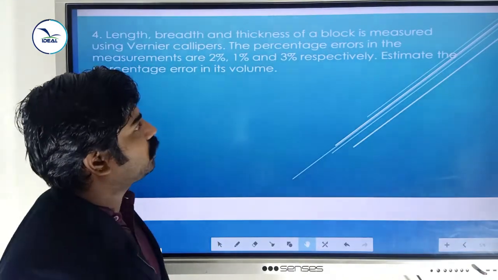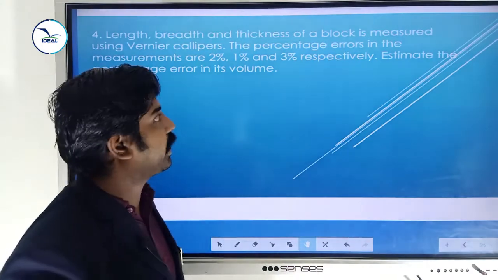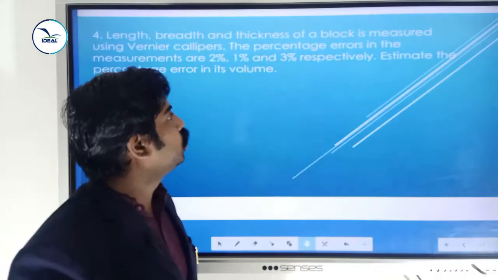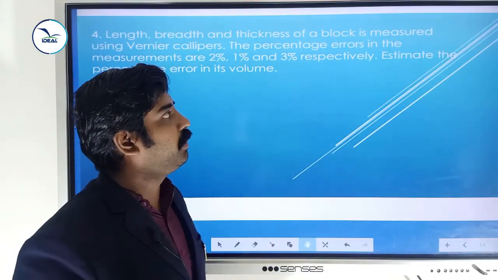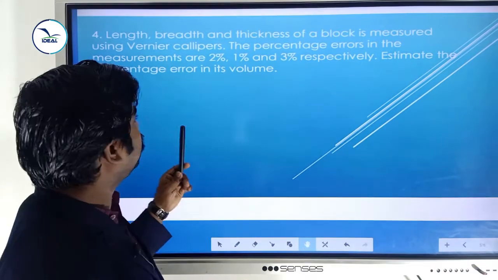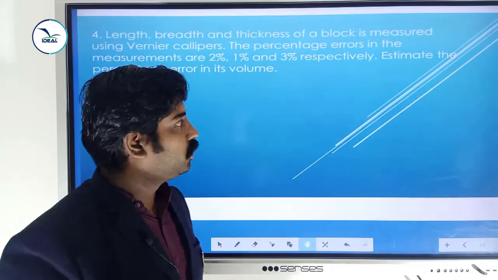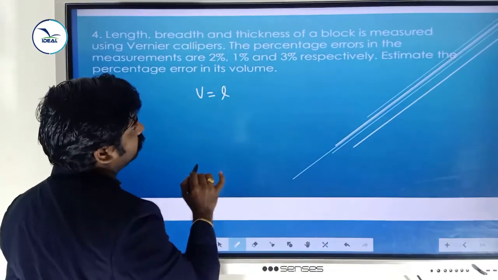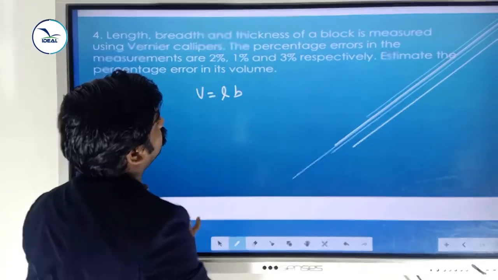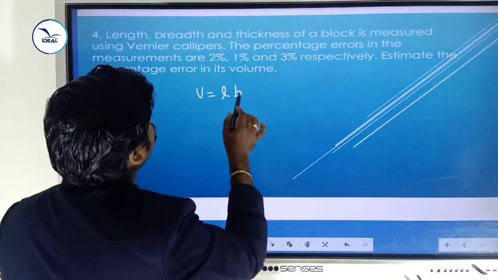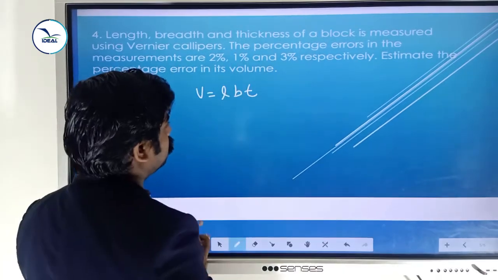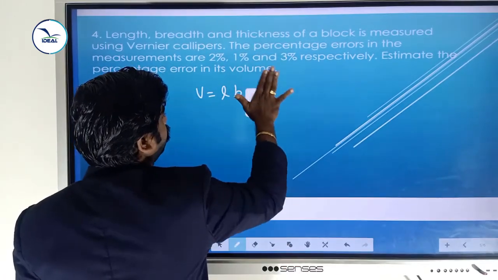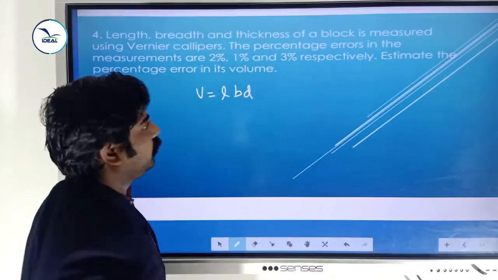Length, breadth and thickness of a block is measured using a vernier caliper. The percentage errors in the measurements are 2%, 1% and 3%. Estimate the percentage error in its volume. So we want to write the equation for the volume. V is equal to length into breadth into thickness, T. So T will be confusing, so we can write it as D. Thickness is denoted as D.